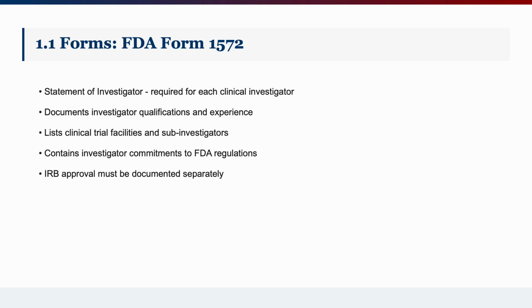Perhaps most importantly, the Form 1572 contains a series of commitments from the investigator. These include commitments to personally conduct or supervise the trial, to obtain informed consent from subjects, to report adverse experiences appropriately, and to maintain adequate records. I want to emphasize something here: the investigator is personally signing this form and taking on these commitments. It's not just paperwork, it's a legal document with real consequences. As a sponsor, you need to ensure your investigators understand what they're signing and are prepared to fulfill these obligations.